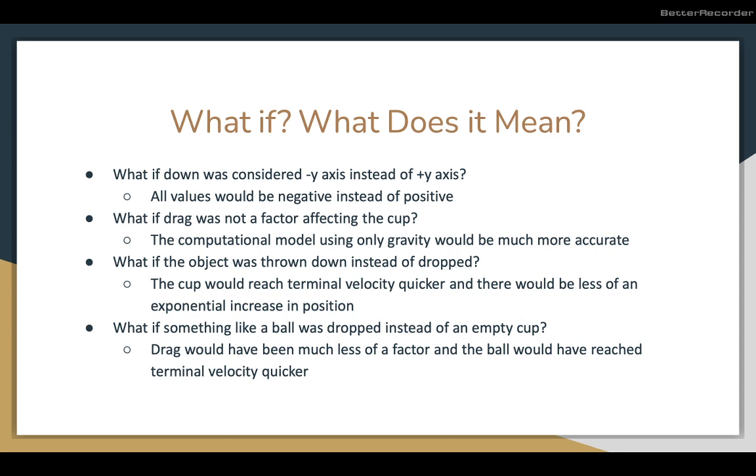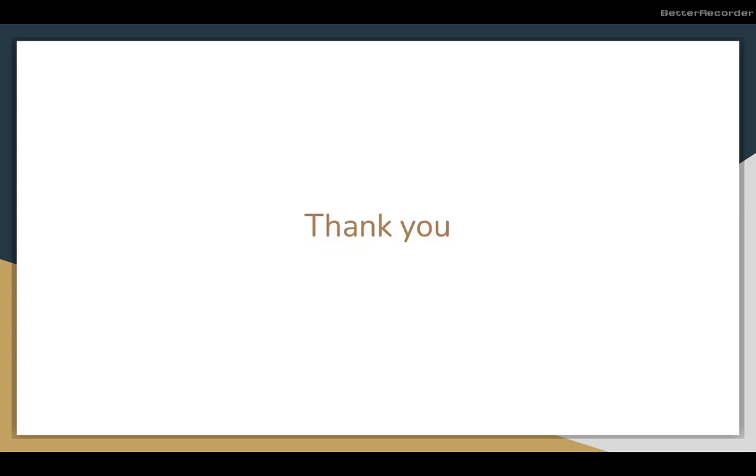What if the object was thrown down instead of dropped? In this case, the cup would reach terminal velocity much quicker and there would be less of an exponential increase in position. What if something like a heavy ball was dropped instead of an empty cup? In this case, drag would have been much less of a factor and the ball would have reached terminal velocity quicker. Thank you.